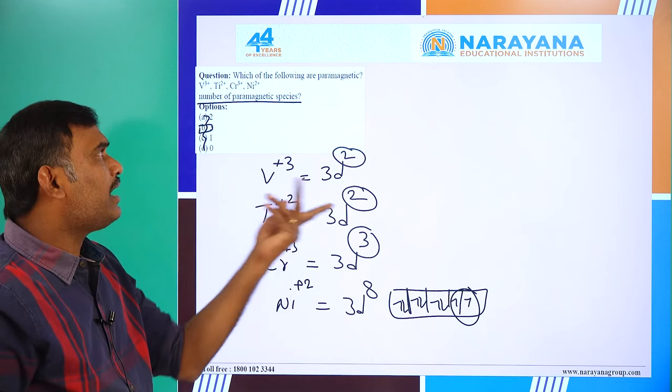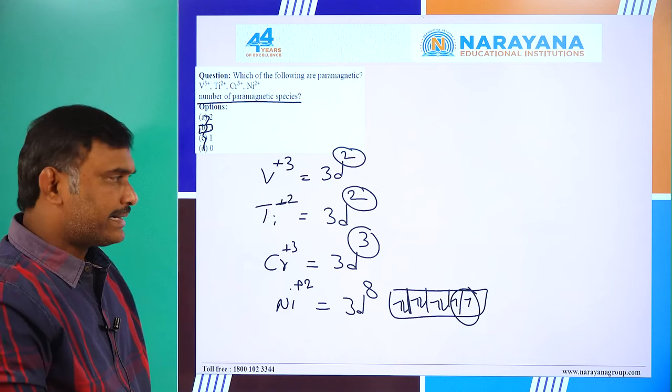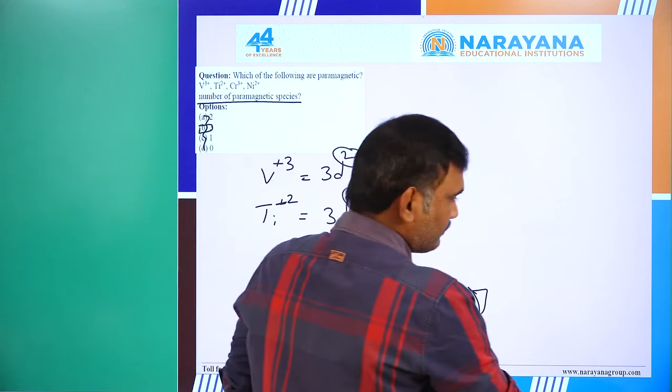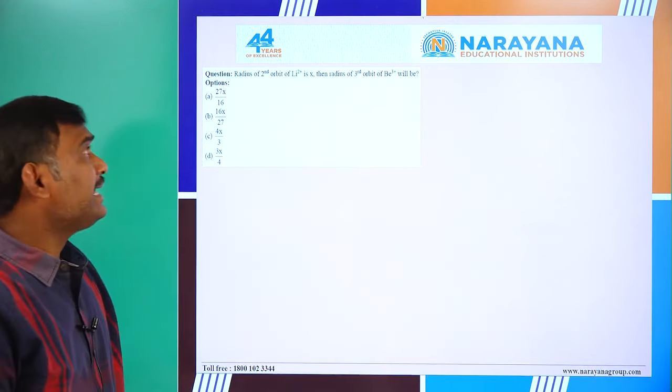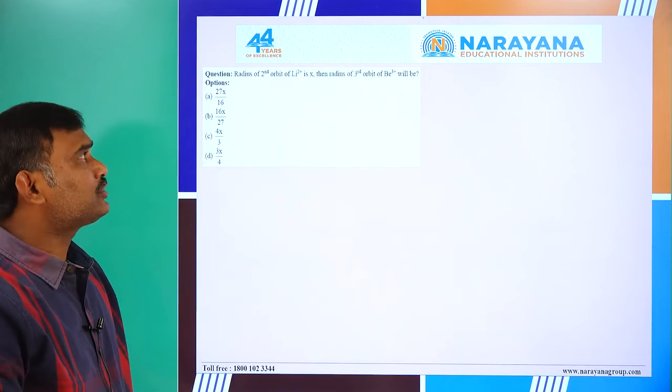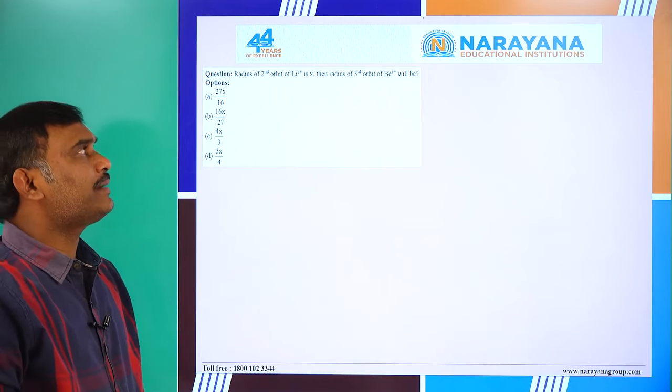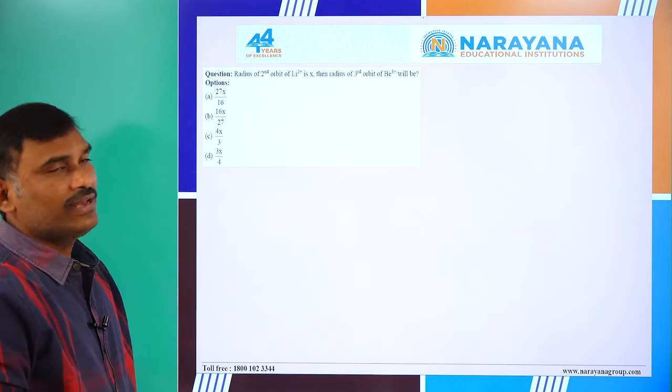Unpaired electron. That's why all of them should be paramagnetic. Now go for the next question, students. Yes, the radius of the second orbit of Li²⁺ is x, and the radius of the third orbit of Be³⁺ will be?